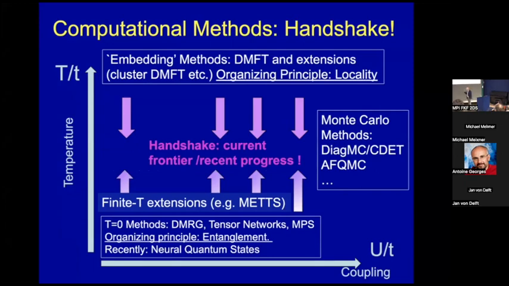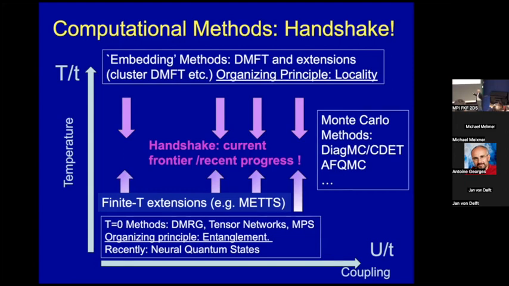Okay, so this is a key slide of the talk, where I try to express the notion that progress in this field has been realized by a handshake between different types of computational methods. And computational methods are not black boxes that you just run and watch the results. They are rooted in concepts. Every single family of algorithm is actually rooted in a physical picture of how to address a system.